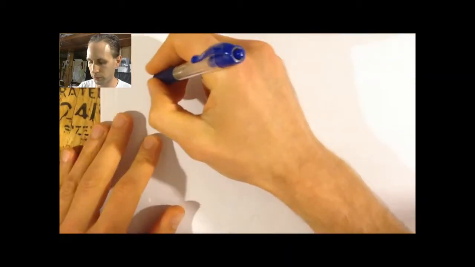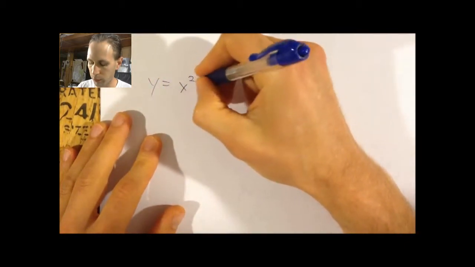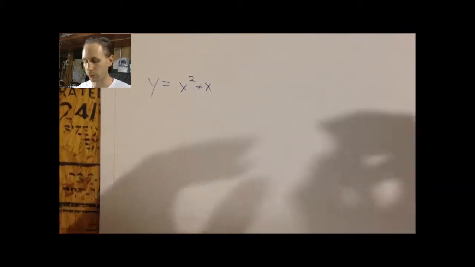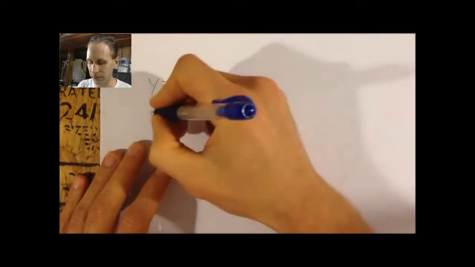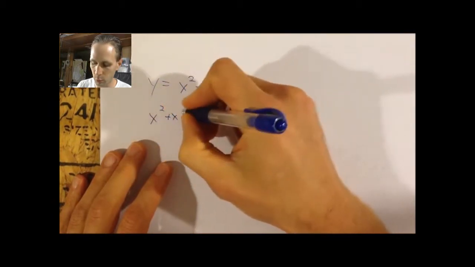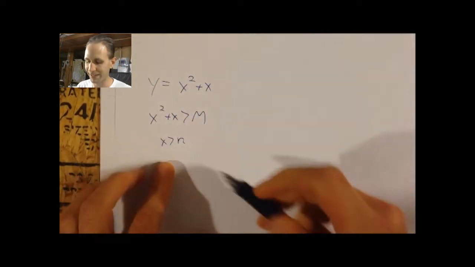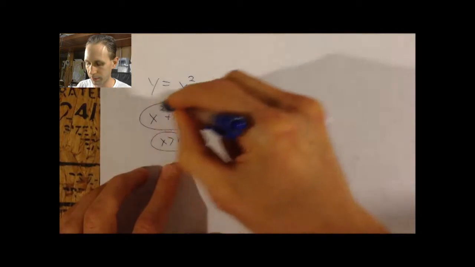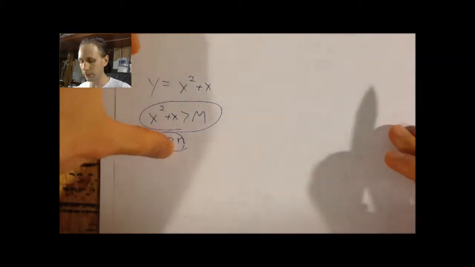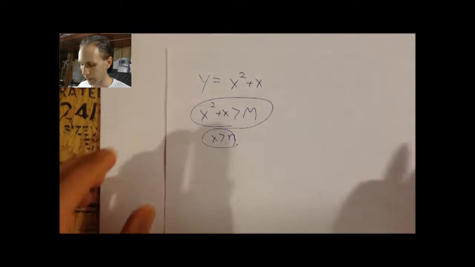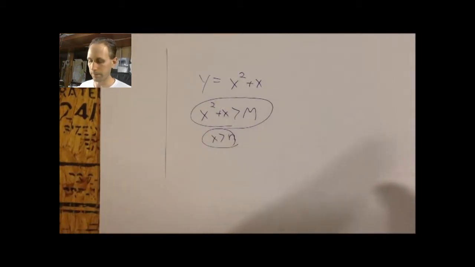What I have next is we're going to prove that the function y equals x squared plus x approaches infinity as x approaches infinity. So once again, we want to find an n such that x squared plus x will be greater than m, a given m, whenever x is greater than n. So find an n such that this implies this. Okay, well this is actually pretty easy because it's going to illustrate one of the central principles of these epsilon-delta proofs.